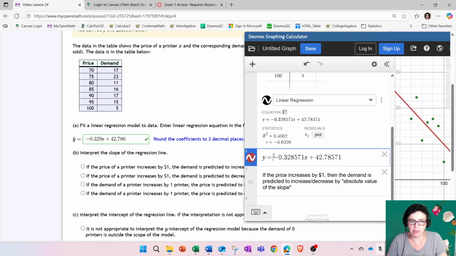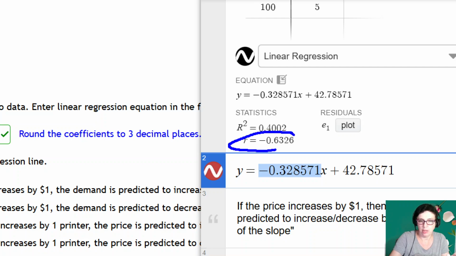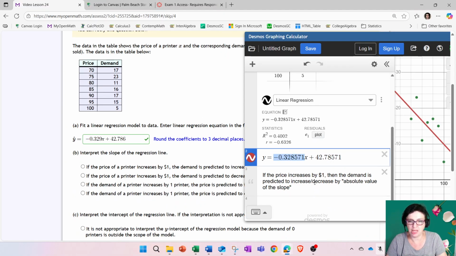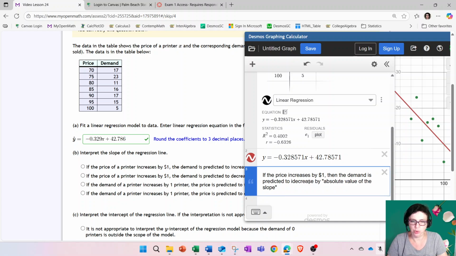And the reason why I'm saying decrease is because I can see that the slope is negative, and I could also see the relationship is negative. I can also, by the way, see that the correlation, which is R, that's negative. So that is another indication, of course, that there should be decrease. And you do not put the negative in the interpretation. That's not okay. So that would be this.